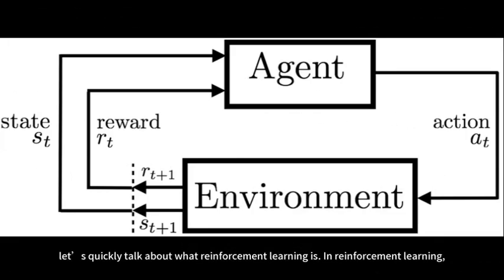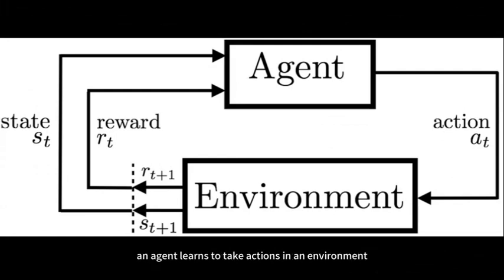Before we get into the code, let's quickly talk about what reinforcement learning is. In reinforcement learning, an agent learns to take actions in an environment to maximize a reward. Think of it like a video game. The agent tries different actions, gets feedback in the form of a score or reward, and adjusts its strategy to get better and better over time. The key components of reinforcement learning are the agent, which makes decisions, the environment, which provides feedback, the action, which the agent takes, and the reward, which is feedback for the action.